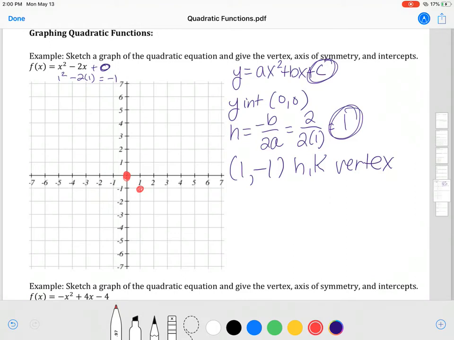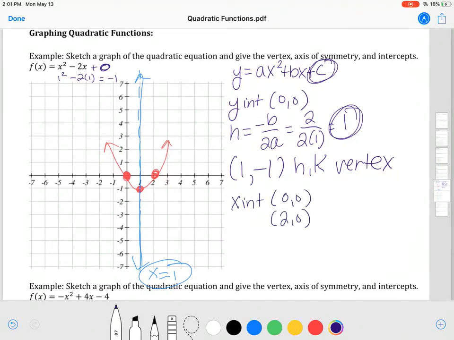Okay, now my axis of symmetry, since I know my axis of symmetry comes up through my vertex, it's a vertical line that comes through my vertex. That's this right here. My axis of symmetry is going to be x is equal to 1. That's my vertical line. And I know that that's going to act as my mirror. It's going to be the same thing on either side of that line. So I know for sure then that I have to have this point here to finish off and make my mirror image. So I also know by looking at that my x-intercepts are going to be 0, 0 and 2, 0.